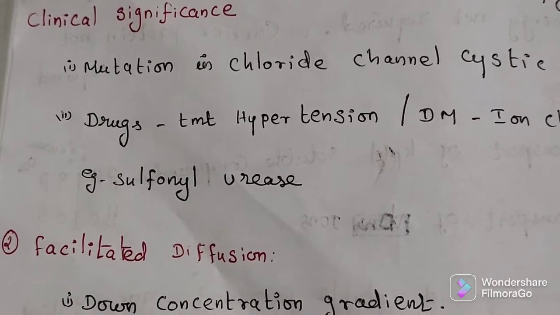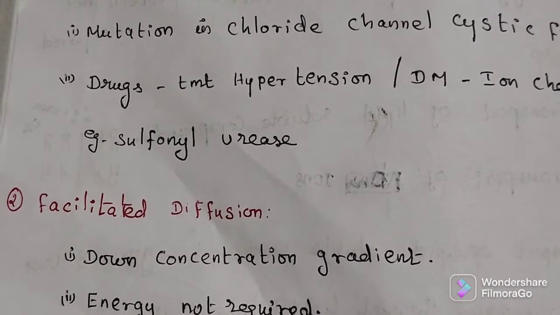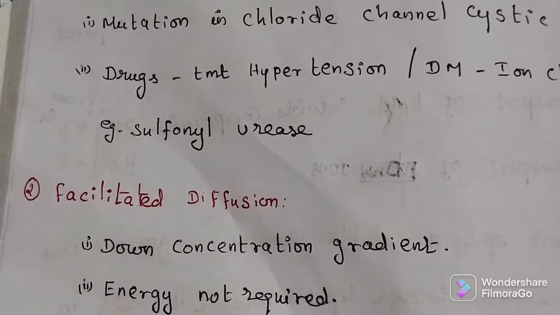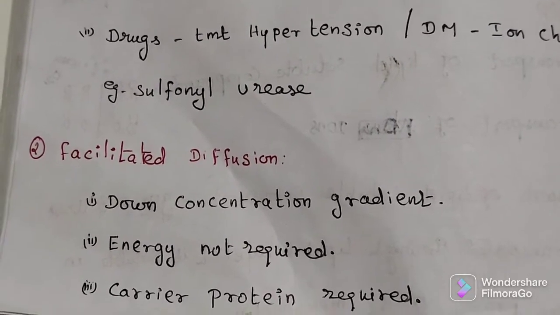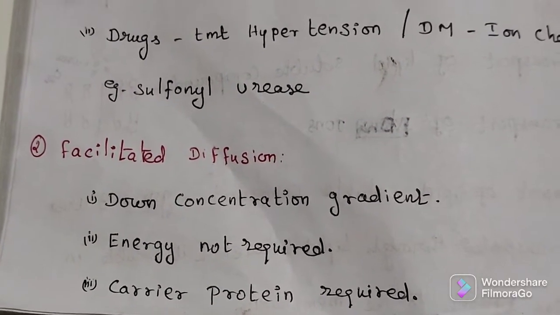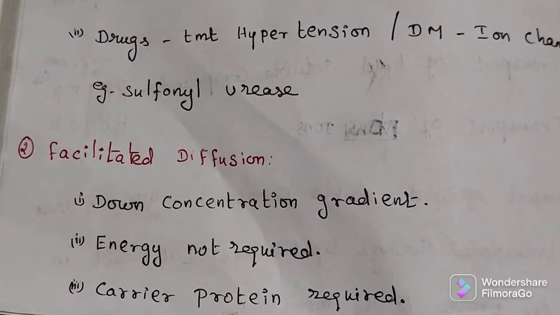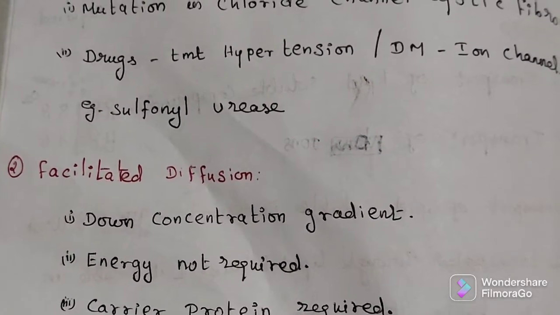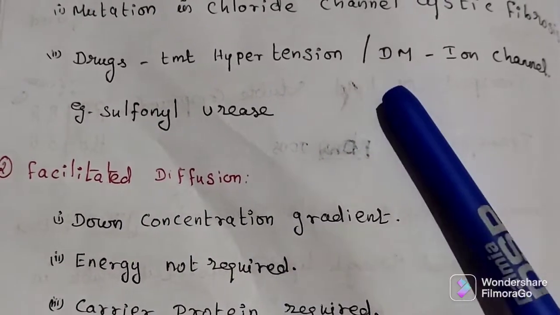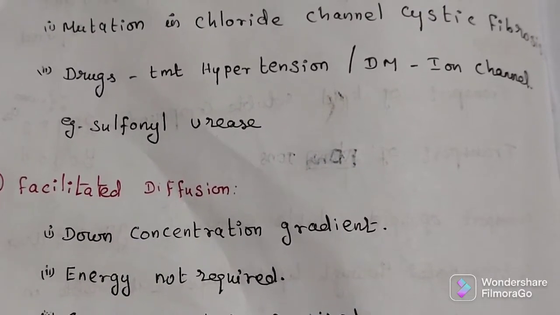Next one is the second method, facilitated diffusion. The only difference between simple and facilitated diffusion is the carrier protein. It is carrier mediated. Transport is down the concentration gradient, that means higher concentration to lower concentration. Energy is not required, but carrier protein is required. So what are the 3 points? Down the concentration gradient, energy is not required, but facilitated diffusion requires carrier protein.